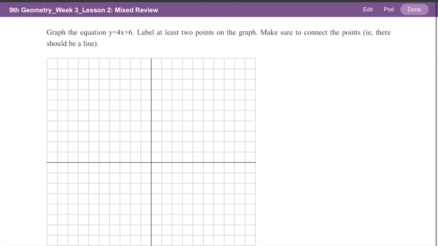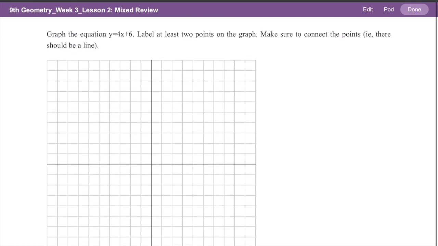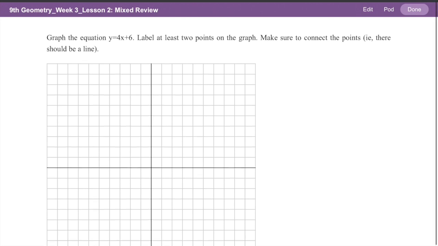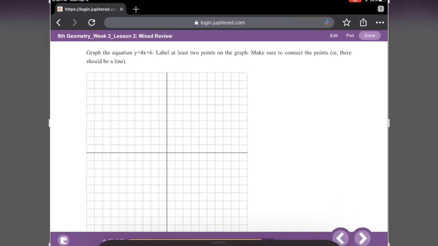Okay, this one we have to graph the equation y equals 4x plus 6. Label at least 2 points on the graph. Make sure to connect the points. So just graph the line that we see here. Hey, it's already in slope-intercept form, so this is perfectly easy to do. Let's figure out what's the slope number. It's going to be this 4. Actually, let me do this on this little screenshot. Okay, so the slope that we have is 4.